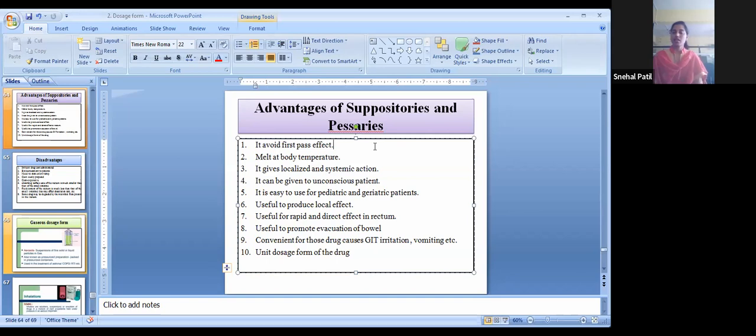Another advantage is the unit dosage form of that drug, a specific dose or specific quantity of that drug is inserted in the suppository. It is not bulky, it is a unit dosage form of that drug. Understand the advantages of the suppositories?